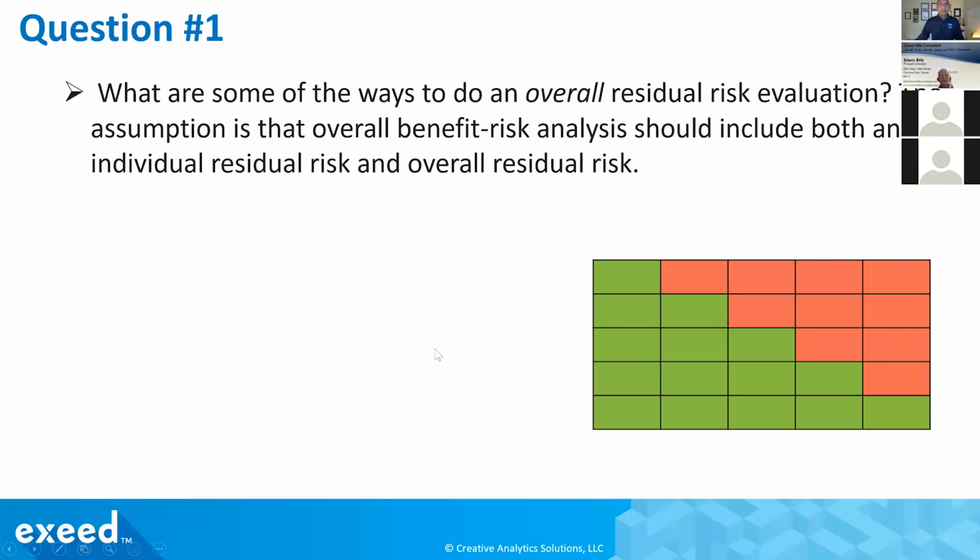Okay, great. So what are some of the ways to do an overall residual risk? I think this was an important question because it goes to the heart of the matter here. And I believe, Saurabh, you asked that question. So I'll pose the question and give you a chance to add to it or anything that you specifically want to learn. So what are some of the ways to do an overall residual risk evaluation? The assumption is that overall benefit risk analysis should include both an individual residual risk and an overall residual risk. Did I capture your question correctly, Saurabh?